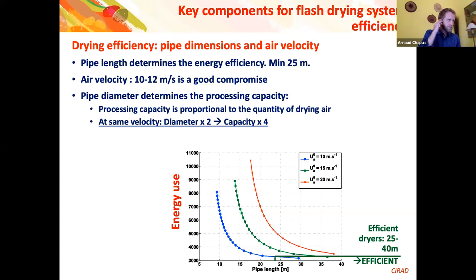And then the processing capacity of the dryer is actually proportional to the quantity of air that you will put in it. So at the same velocity, when you increase the pipe diameter, you will increase the drying capacity. Typically, if you double the diameter, you double the section of the pipe, so the quantity of air is multiplied by 4. Because if you double the diameter, you have a section that is 4 times bigger.